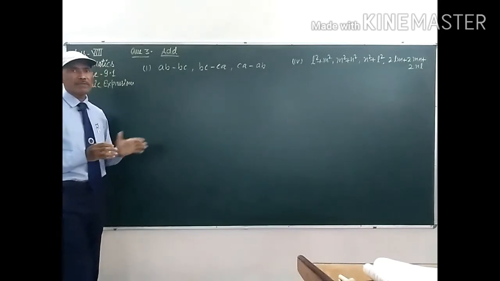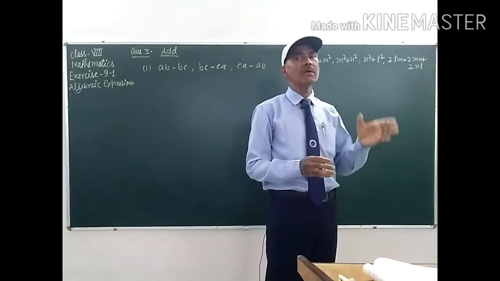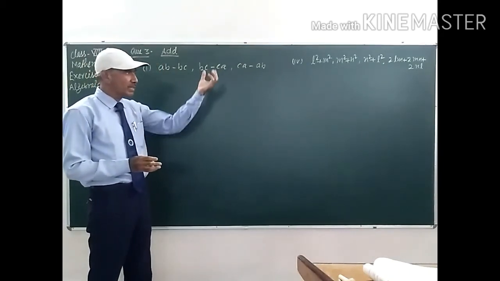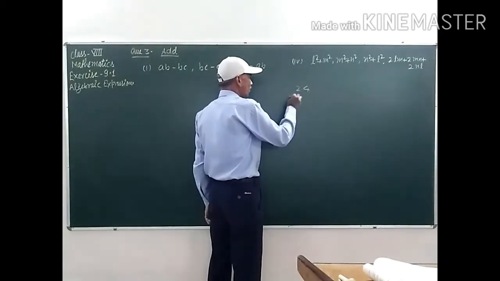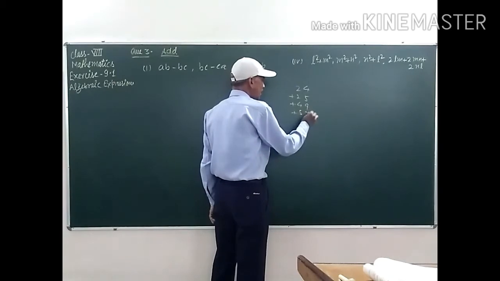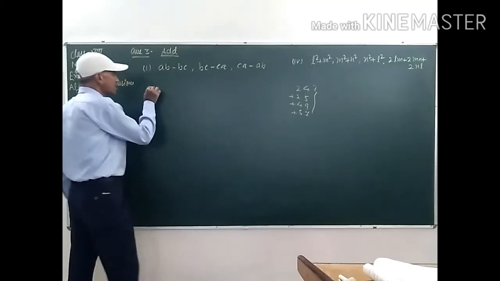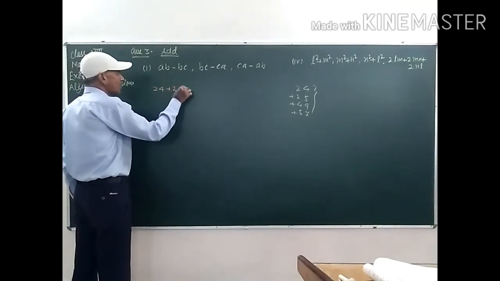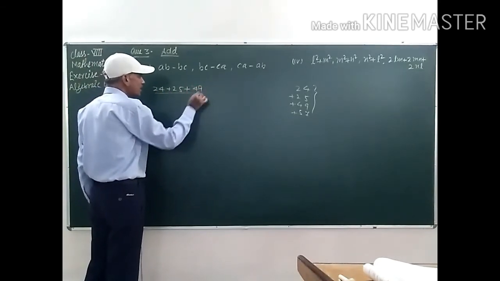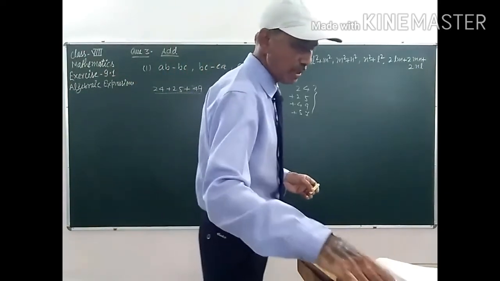Students, there are 2 methods of adding these expressions. First one is horizontal method and second one is vertical. Students, आप जैसे किसी भी नंबर को आप ऐड करते हैं तो वर्टिकल इस तरह से लिखते हैं 24 plus 25 plus 49 plus 57. This one is vertical method. And if you are writing this like this, 24 plus 25 plus 49 plus and so on, this one is horizontal method. Okay, friend?